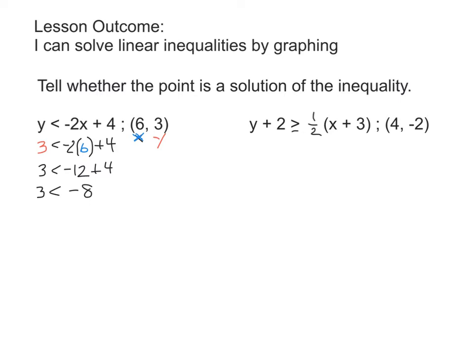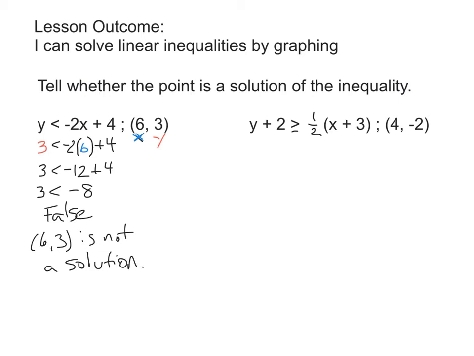So now the question is, is 3 less than -8? Since 3 is positive and -8 is negative, we know that 3 is not less than -8, it is greater than -8. So since this is false, we know that (6, 3) is not a solution. And we'll use that later when we're graphing.